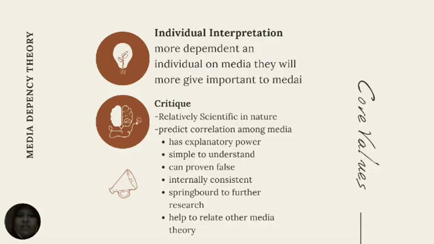In the media dependency theory, there are two parts. The first is individual expression: the more an individual depends on media, the more importance they will give to media. And the second is critique. It is relatively scientific in nature and predicts correlation among media. The first is its principal power, the second is that it is simple to understand, the third is that it can be proven false and is internally consistent, a springboard to further research, and the last is that it helps to relate to other media.